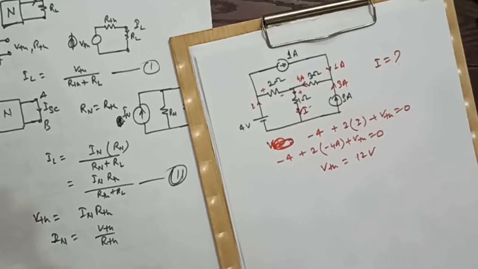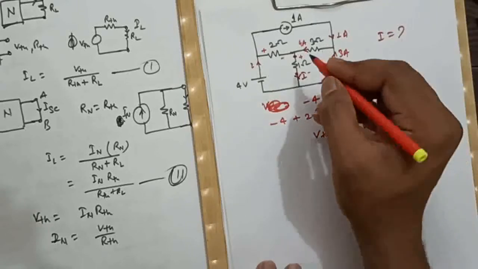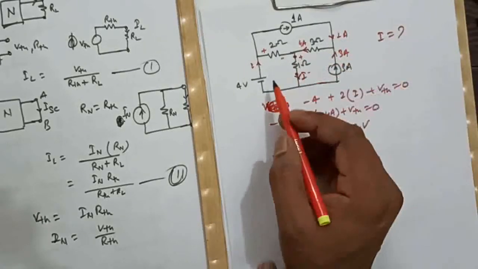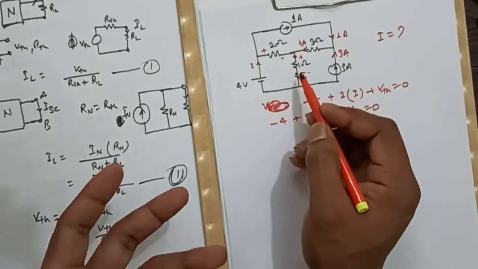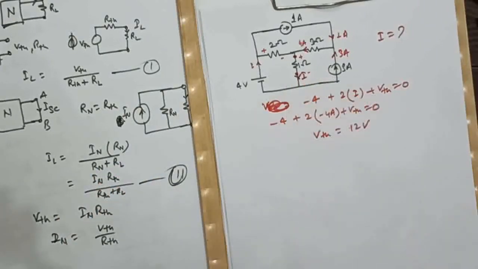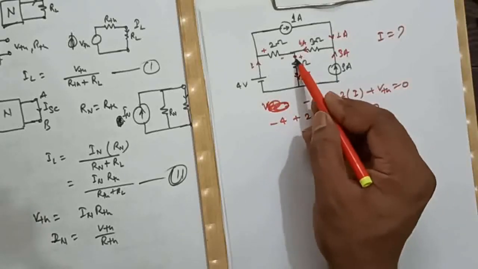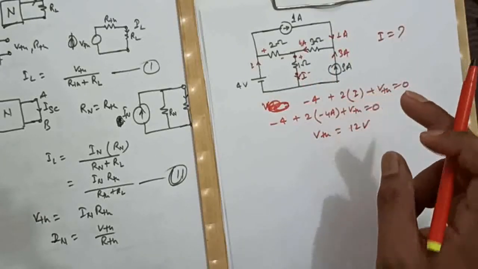Now RTH, what will be RTH? If this is open circuit, to find the equivalent resistance, to find RTH, we have to suppress all the independent voltage sources. Notice I am saying independent sources, either independent current sources or voltage sources, not the dependent voltage or current sources, right?